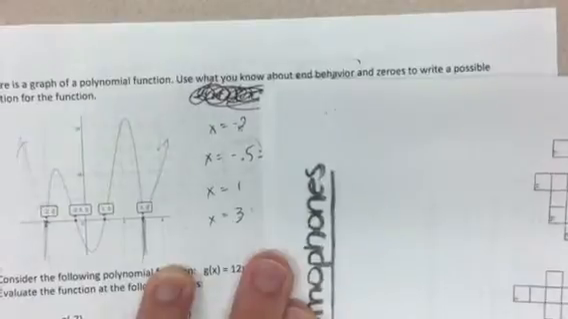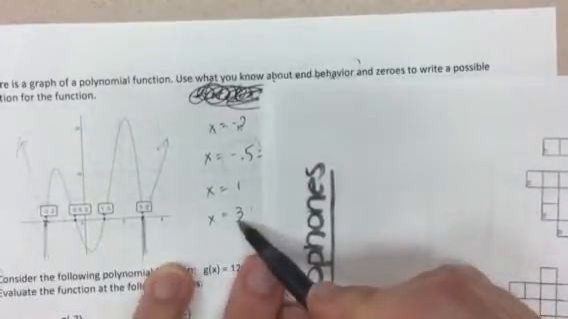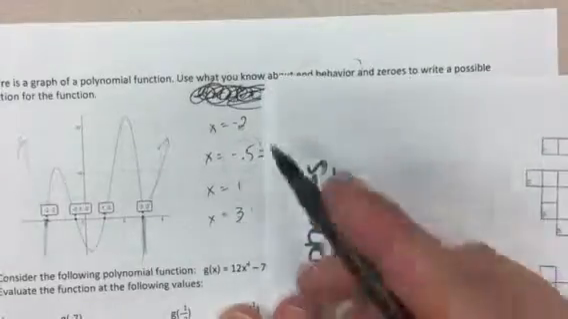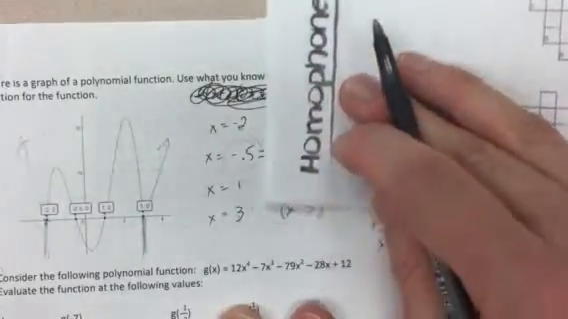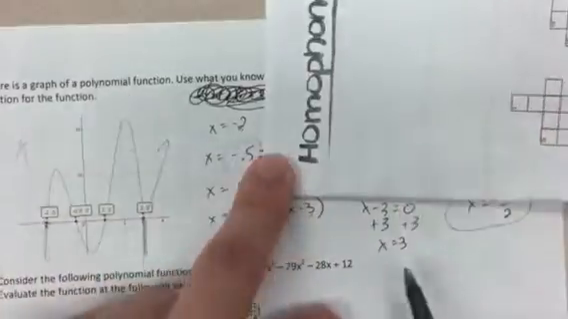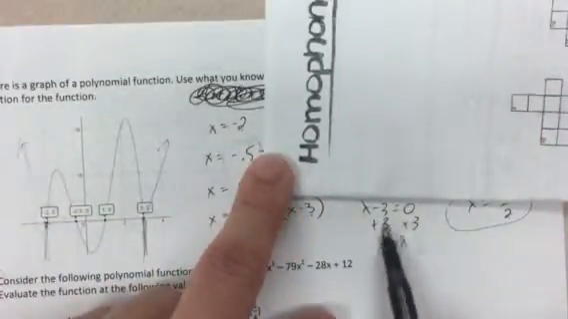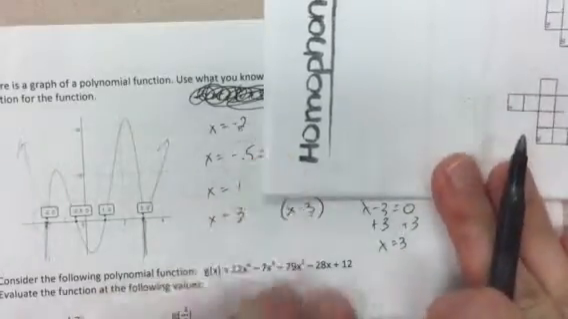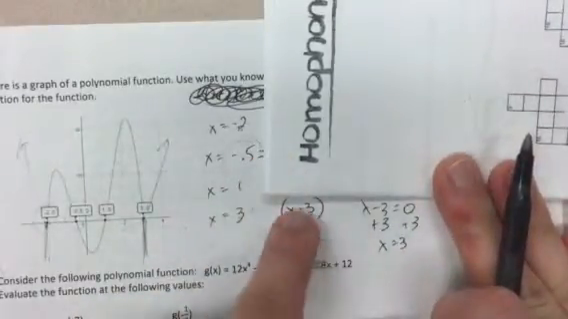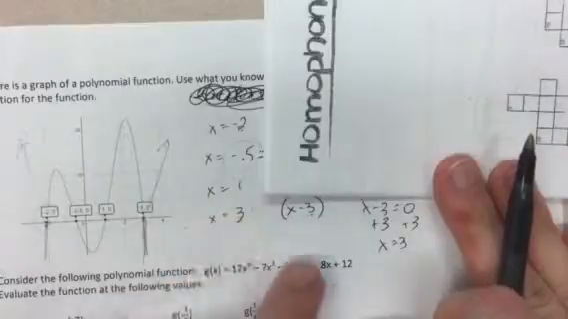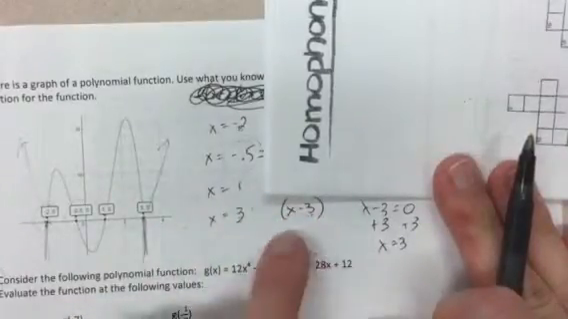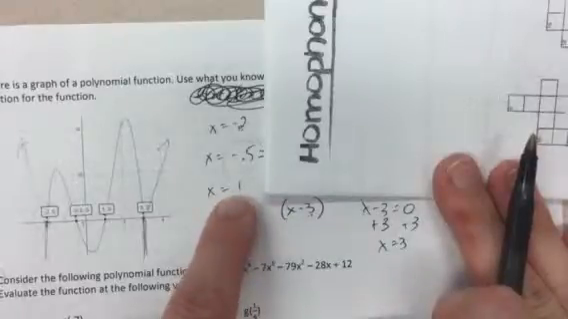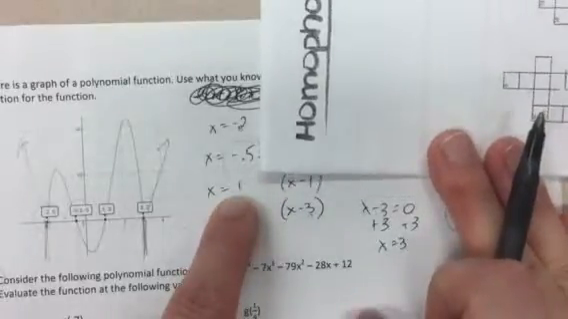Now we know that we can move backwards: x-intercepts are related to our factors. We know that x equals 3 must be related to the factor of x minus 3, because if we set x minus 3 equal to 0, add 3 to both sides, we get x equal to 3. So this is really just moving backwards from when we had factors and found the zeros. Now if you have the zeros, you find the factors. So that would mean that the zero of x equals 1 came from the factor x minus 1.